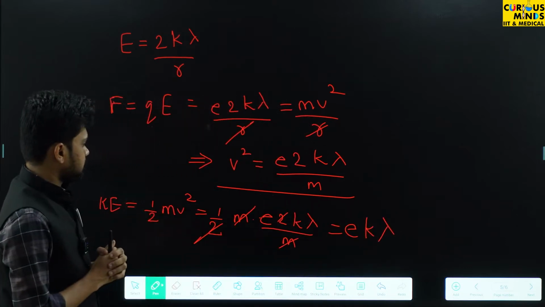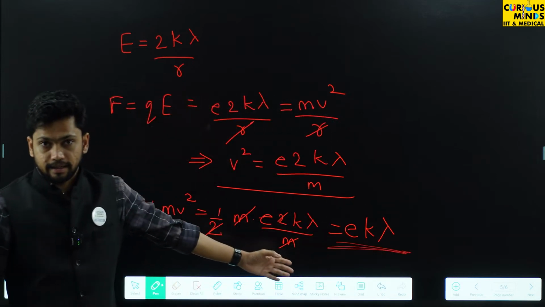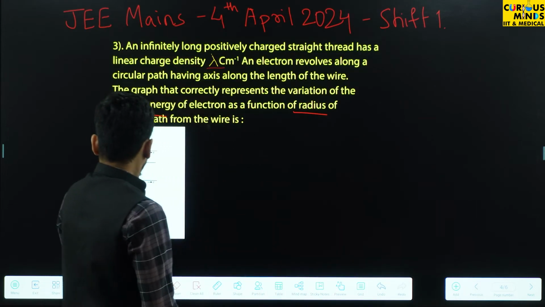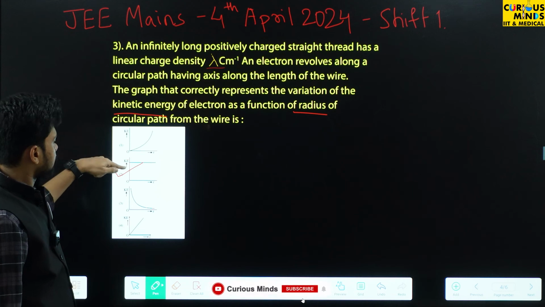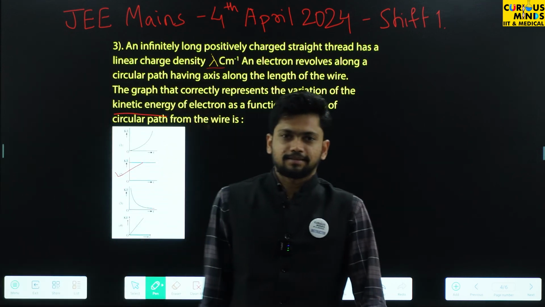So the kinetic energy is basically independent of r. There is no r there, right? So definitely the answer is going to be the second one, because it shows that kinetic energy is independent of r. So this is our answer. Okay, thank you.